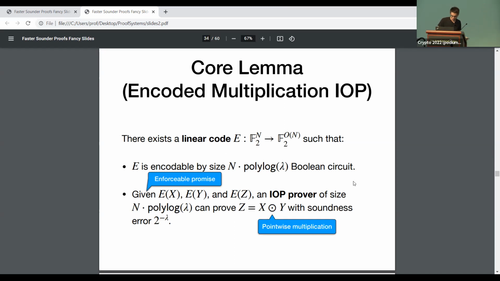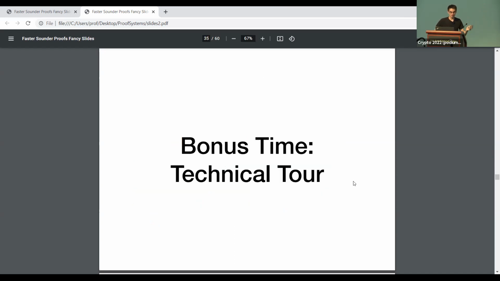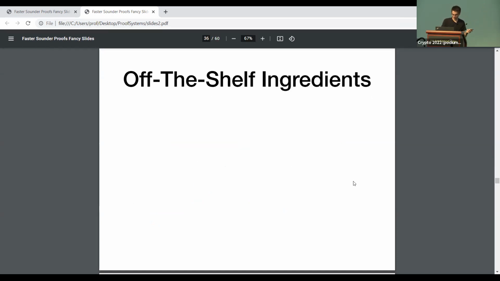Right, so that is the result. And now I'm going to delve into the techniques a little bit. It's a little technical, but first I want to say what the prerequisites to this result are, the things that we build on. Let's start with the simplest thing.